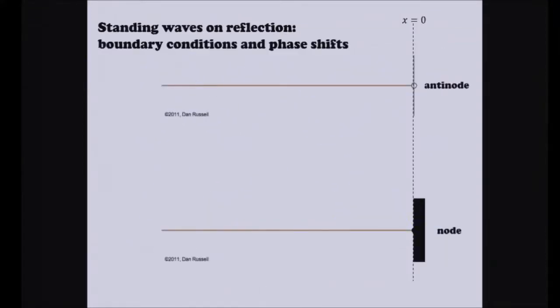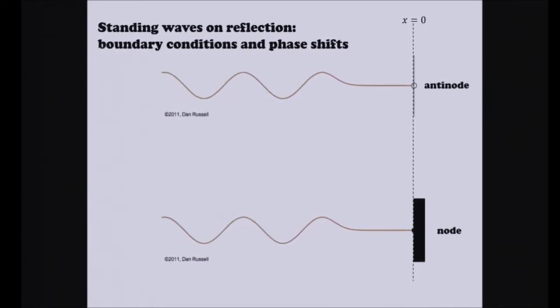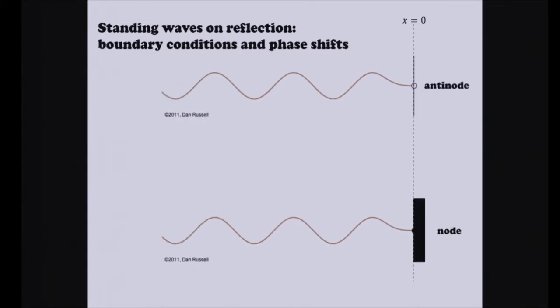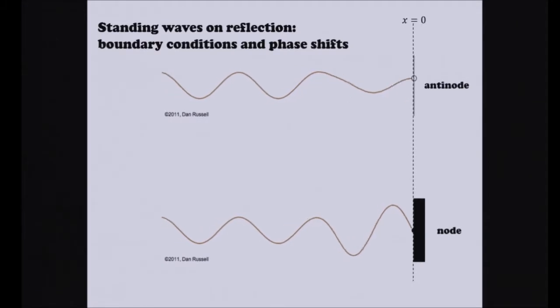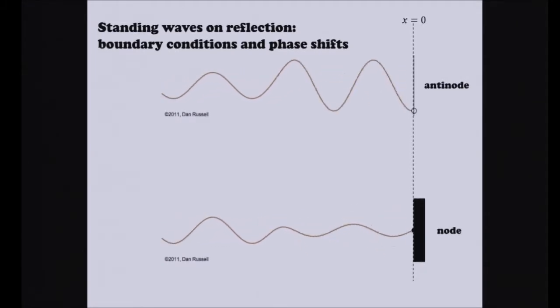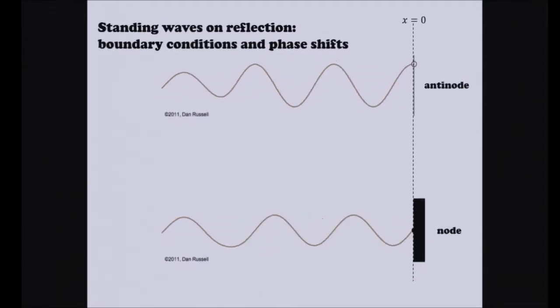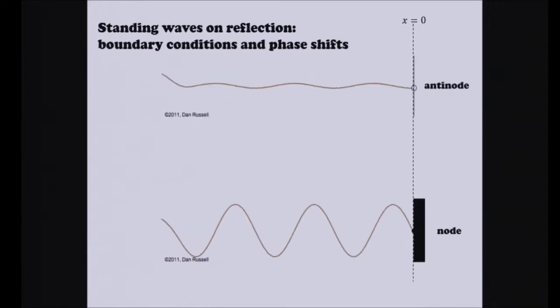Okay, so let's talk a little bit about boundary conditions here. Here we have an incoming wave, and it's coming in with two different boundary conditions. The top one is going to have an antinode at the end. So you see at the very end there, it's oscillating up and down with a maximum amplitude, whereas the bottom wave, the end is at a node.